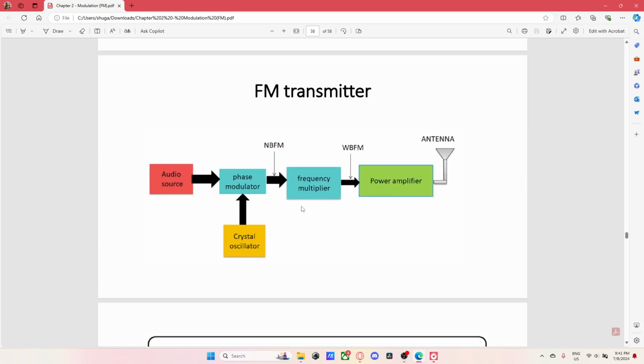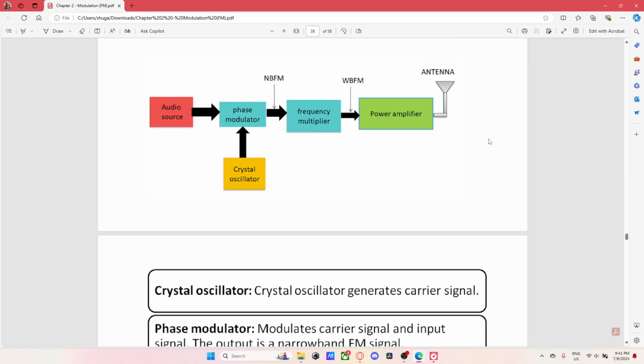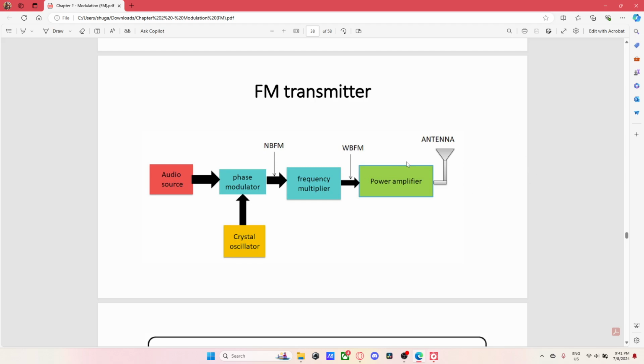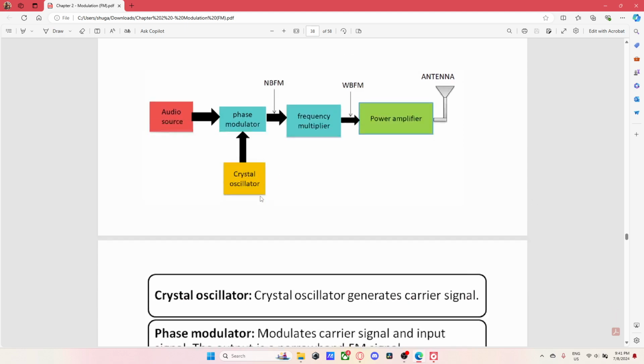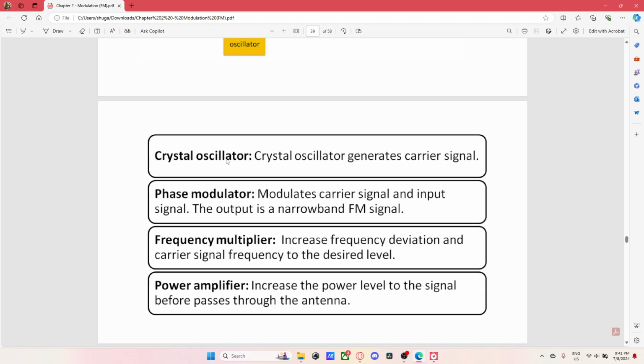So with an FM transmitter, you have a few different parts: your phase modulator, crystal oscillator, frequency multiplier, and power amplifier. The diagram here is still similar to the transmitter in our chapter 1, but with the addition of the crystal oscillator, the frequency multiplier, and so on. The crystal oscillator generates the carrier signal, while the phase modulator modulates the carrier signal created by the crystal oscillator with the input signal. The output is a narrowband FM signal.